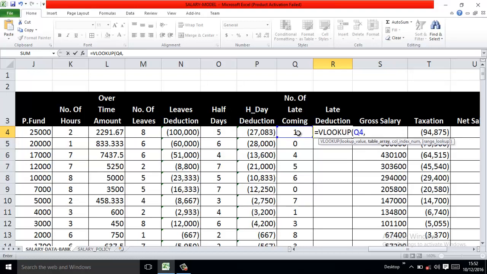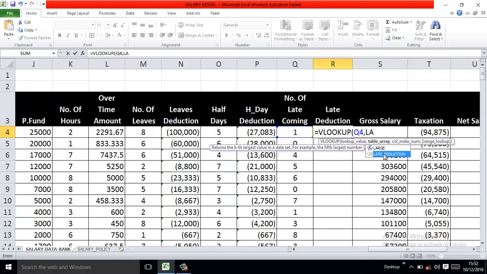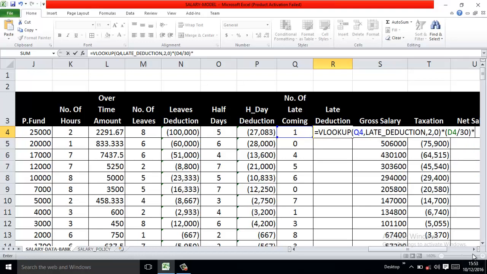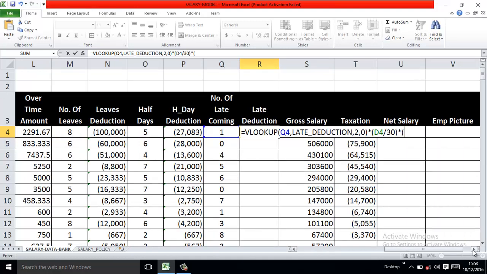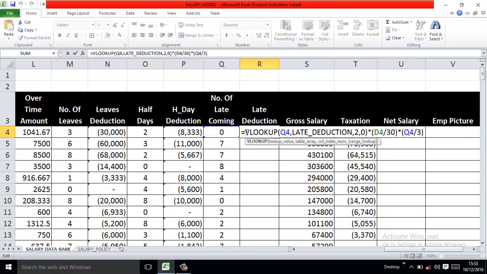Looking up this value in the late deductions table, calling reference 2, and then I multiply this with the basic salary divided by 30. This is further multiplied by the number of late comings. In this case we are dividing by 3 because the policy is of 3. Okay, we got this. Not applicable.